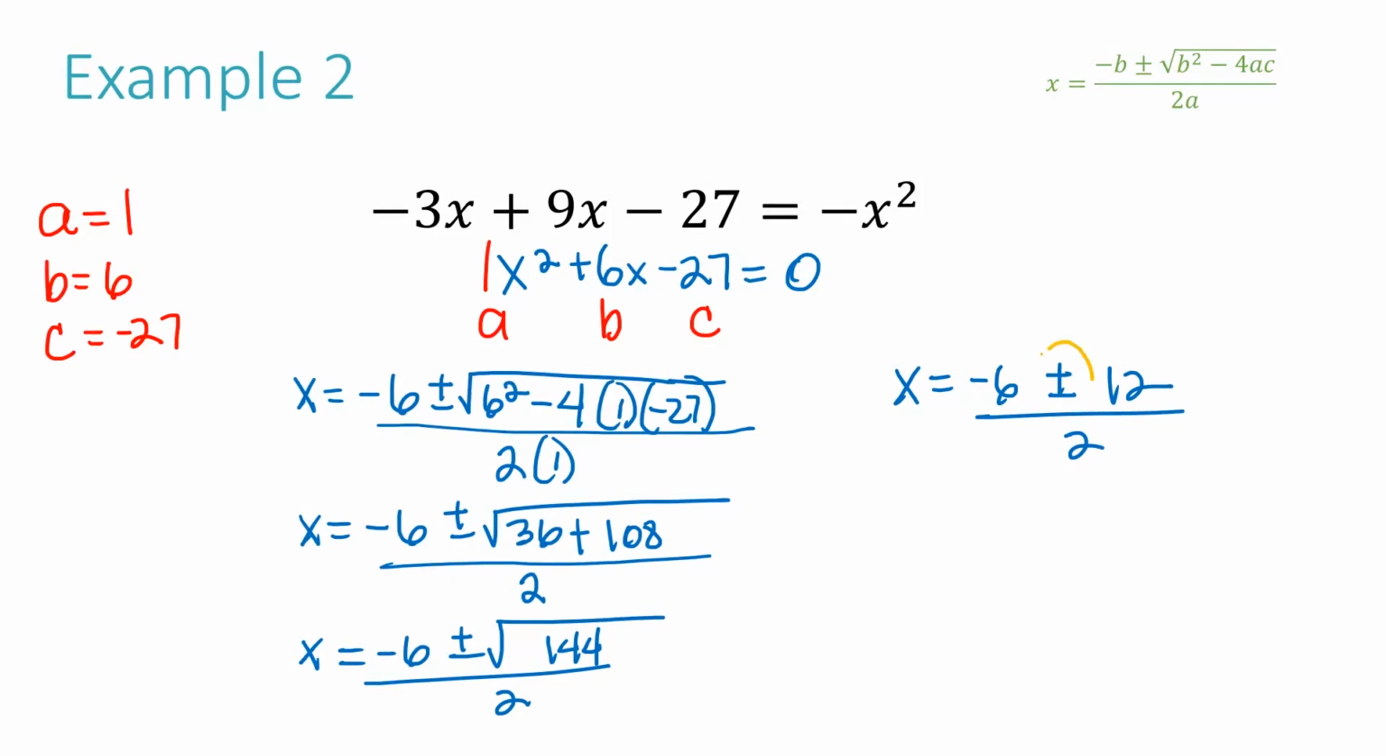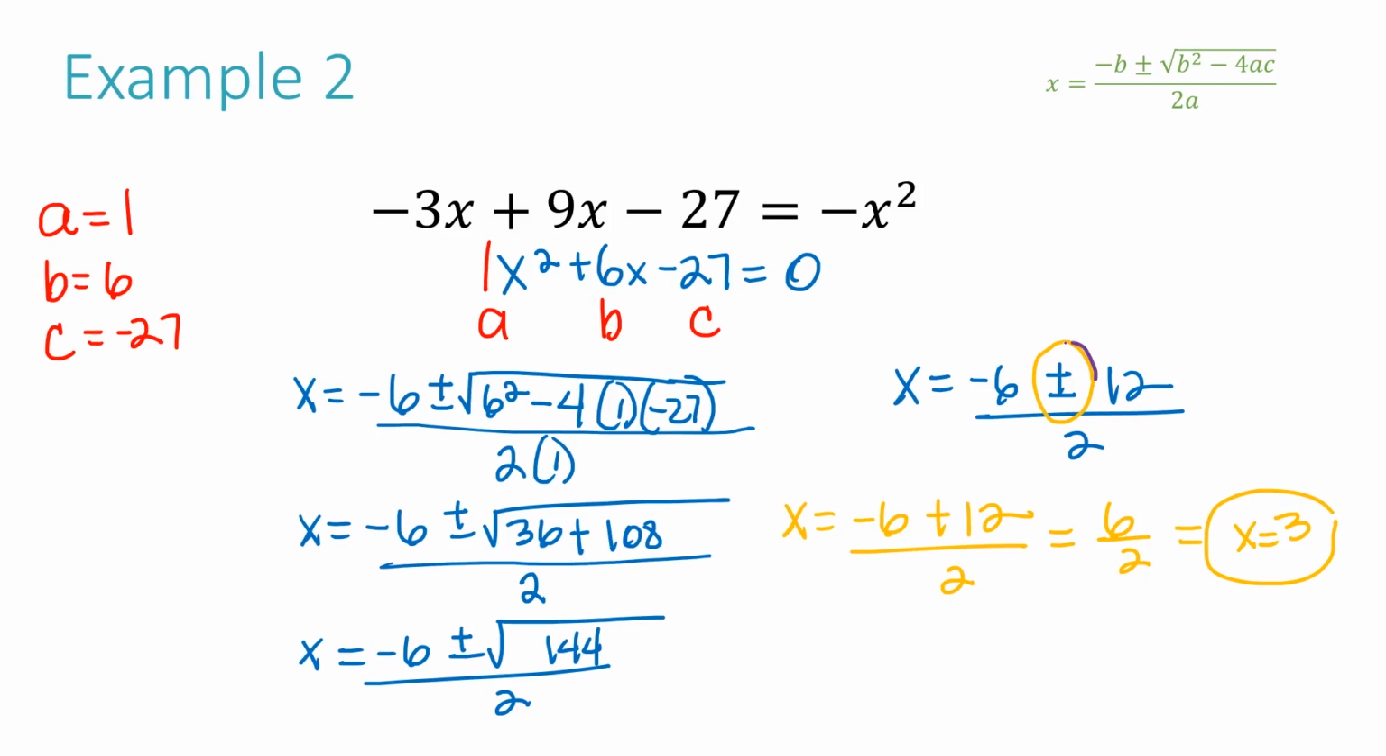Now, just like last time, I'm going to solve this problem in 2 separate ways. And I'm going to do that because this plus or minus sign tells us to do it. So the first way I'm going to solve it is using the plus part of that sign. So I have x equals negative 6 plus 12 over 2. And that ends up being 6 over 2. And that just ends up being a plain old 3. So x equals 3. So that is my first solution. That's my first answer to this equation. There's going to be 2 answers though.